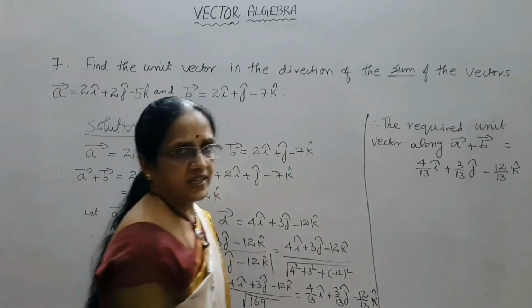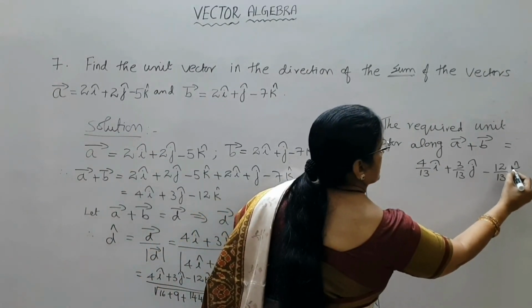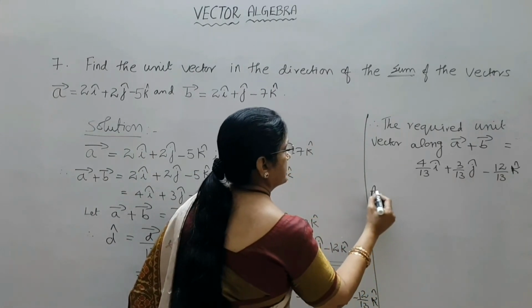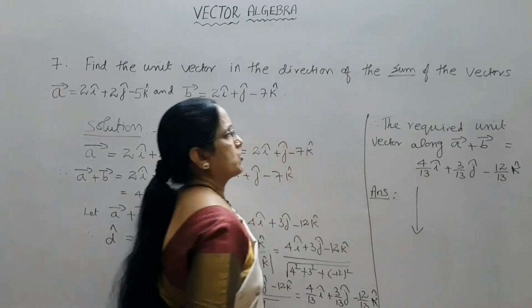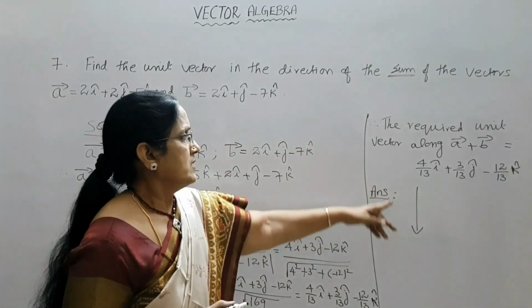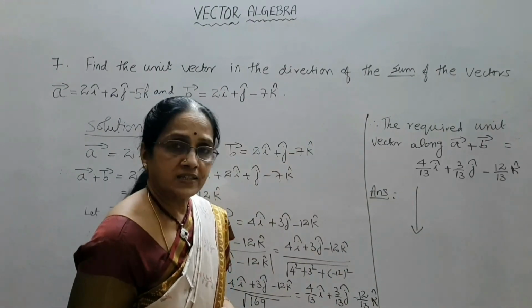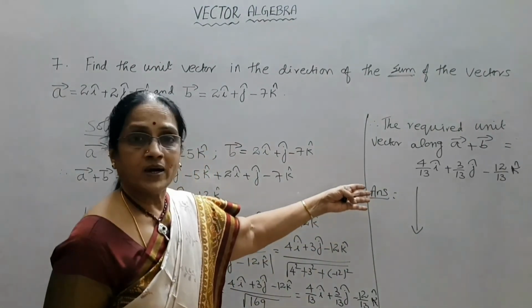Of course, finally, you need to conclude your answer. Rewrite the same step. The required unit vector along A vector plus B vector is equal to 4 by 13 i cap plus 3 by 13 j cap minus 12 by 13 k cap. So that will be your final answer.